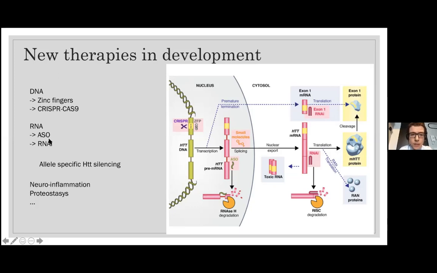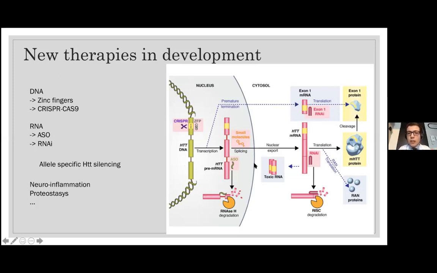Closer to the patients are the RNA therapies, ASOs and RNAi. They are a bit different. ASOs can act at the pre-mRNA stage and lead to mRNA destruction through a different machinery from RNAi. There are ASOs already being developed which lower HTT as a whole, and they are delivered through intrathecal injections on a monthly basis. And there are some therapies which are allele specific, so they only silence the mutated allele.